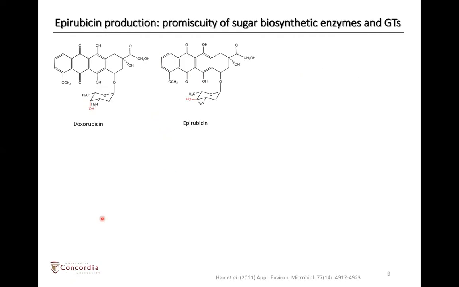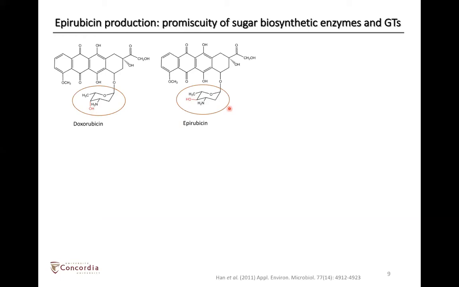So let's have a closer look at the structures of these two anthracyclines. If you look closely, you can see the main difference between these two is the orientation of this C4 hydroxyl group, which I have shown in red. Despite the clinical importance of epirubicin, it is conventionally produced semi-synthetically through several organic synthetic steps. However, if we want to produce epirubicin enzymatically, we need three components.